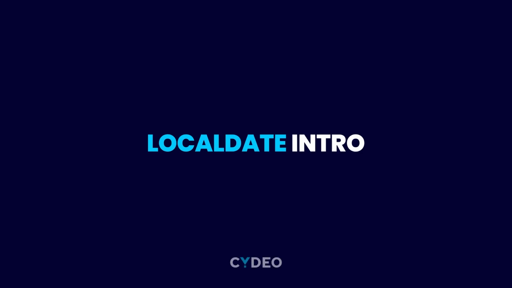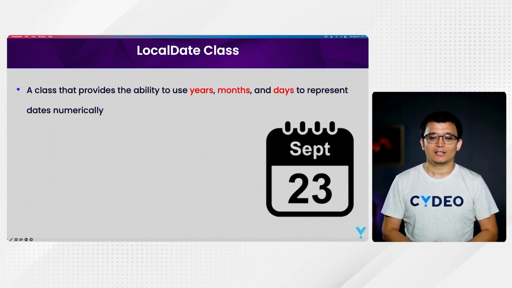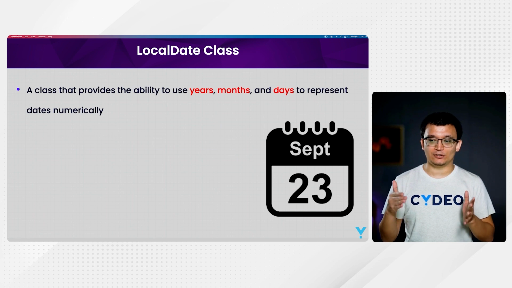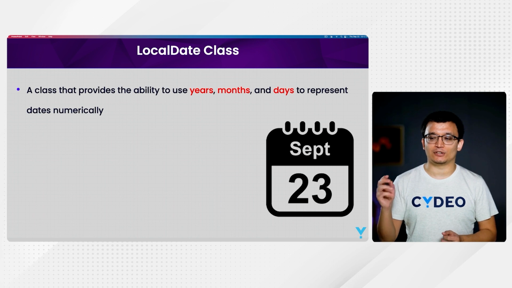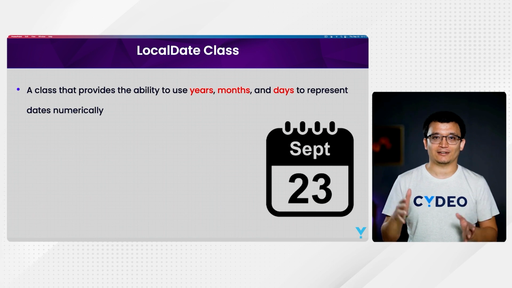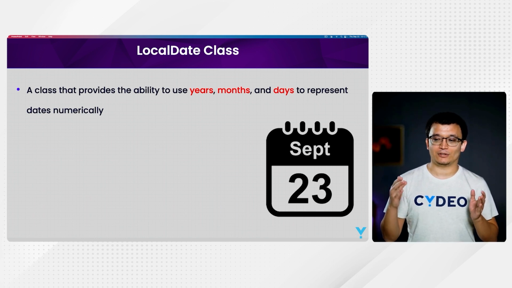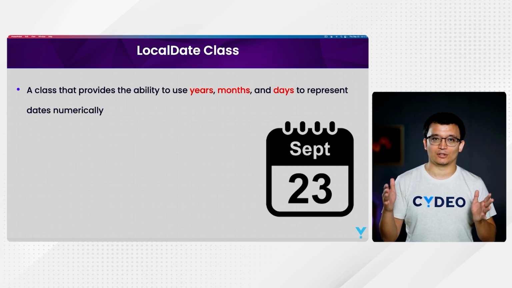We are going to talk about the LocalDate class. The LocalDate class is used for manipulating the date. It is a class that provides the ability to use the years, months, and days to represent dates numerically. So whenever you need to create a variable that can include the year, months, and days of a specific date, then you may use LocalDate because it can help you use those components of the dates numerically.